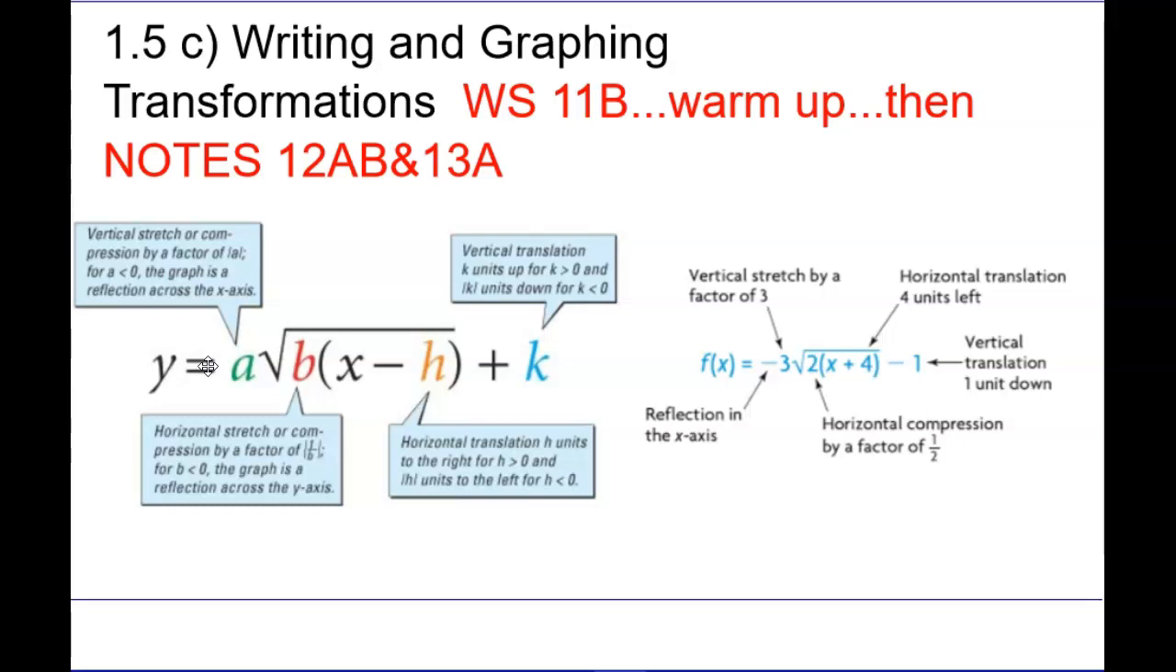B is the icky one. B inside of there does the opposite of what it seems because it's inside the function, even though in this one it's not in the parentheses. It is a horizontal change, and if B was like 2, it would actually take the x's and divide them by 2. Okay? So it does the opposite. If it's a big number, it shrinks or compresses. If it's a small number, it stretches horizontally and changes x's.